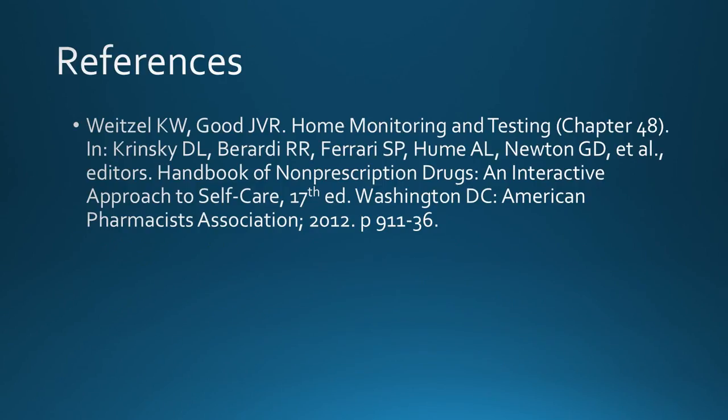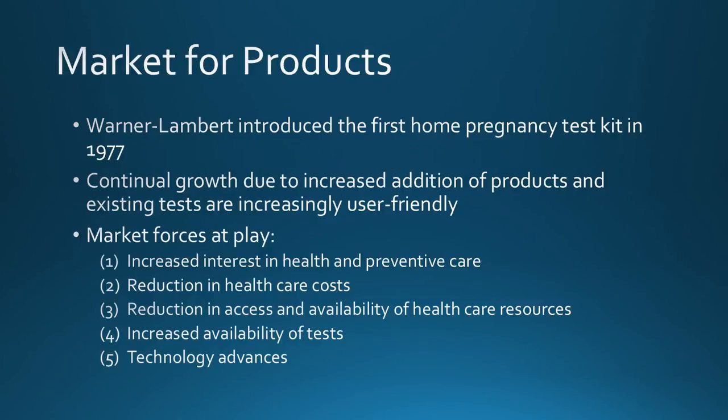References are listed here. And first, just briefly going to cover the market for products. So home monitoring devices have significantly exploded on the market since the first home pregnancy test was introduced in 1977. And there's been a continual growth because there's more and more products, and these products are getting easier and easier for patients to use. Interestingly, in 2006, the annual sales for home pregnancy and ovulation tests alone was $262 million, with an overall $4.5 billion in annual sales for these devices. So these are something that patients are willing to use and are spending a lot of money on.